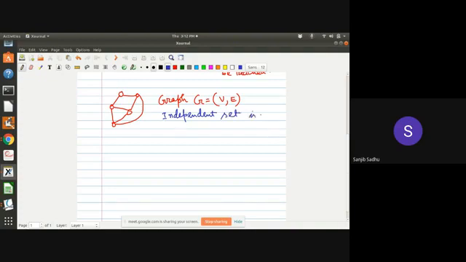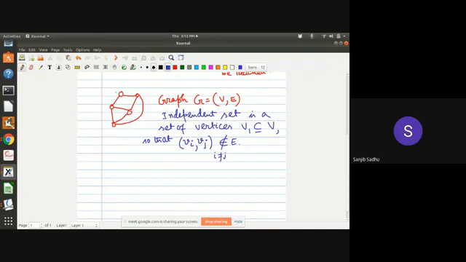An independent set is a set of vertices, say V1, which is a subset of V, so that for any Vi, Vj, this pair does not belong to the edge set E. Means they are not connected, where i is not equal to j.